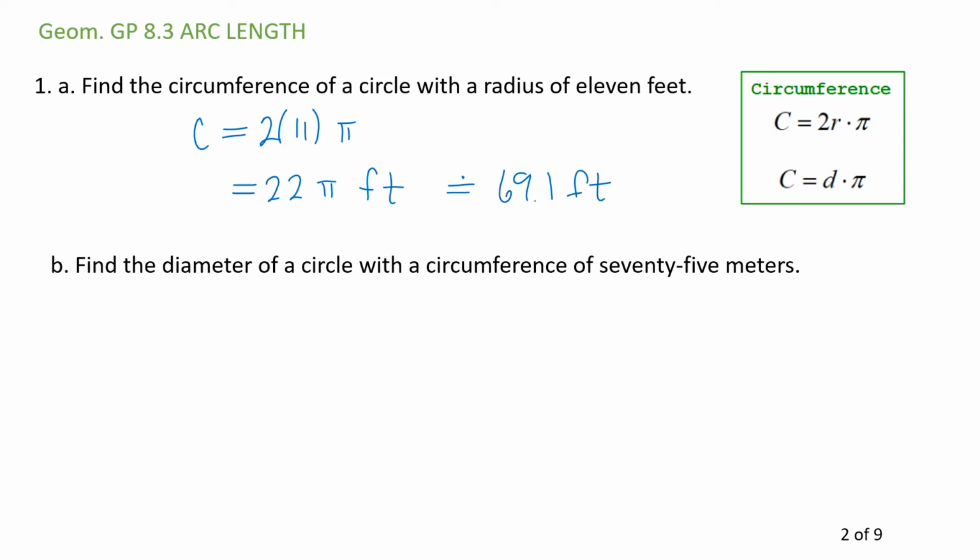Find the diameter of a circle with a circumference of 75 meters. This is a backwards problem. So circumference is equal to 2 r pi. You'll notice there's actually a second formula that uses diameter. I can only remember one thing at a time. So 75 meters is the circumference. I'm going to find the radius. So the first thing I need to do is to divide by pi.